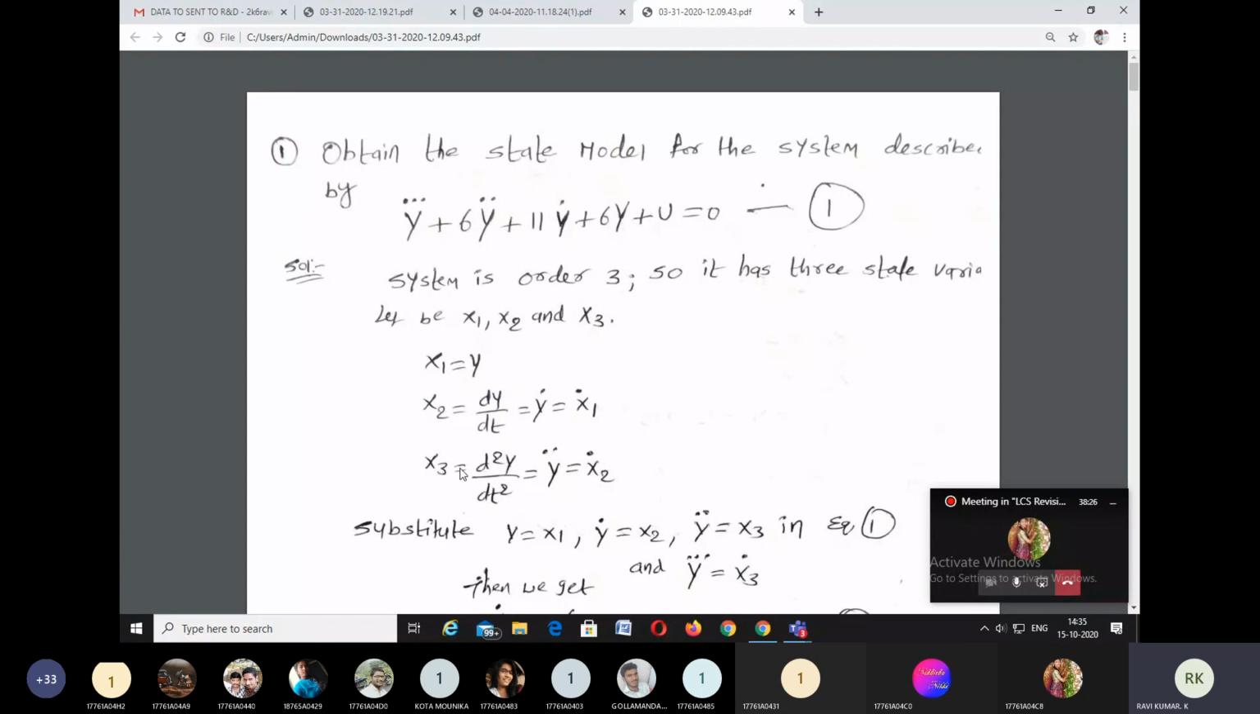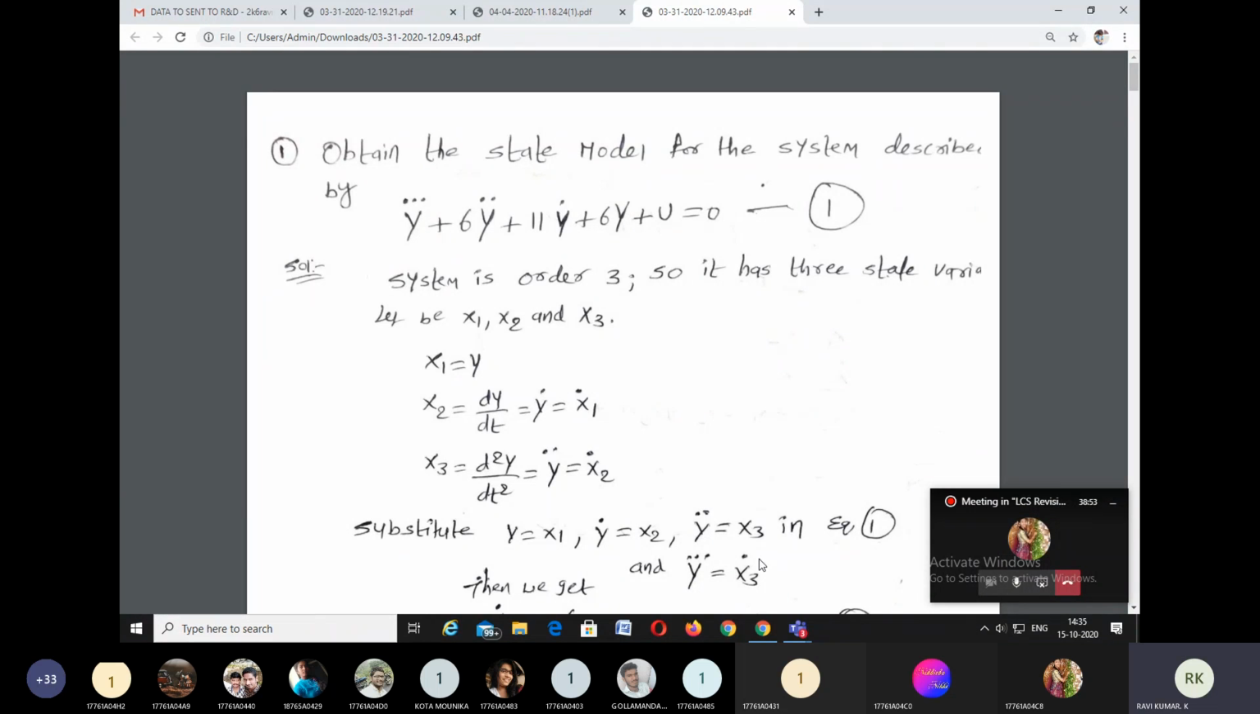So that is the point you have to remember. After that, you can substitute y is equal to x1 in this equation, and y dot is equal to x2. Why? Because in this equation, what are the things we have? y dot, y double dot, and y triple dot, right? So I can write y is equal to x1. Now y dot is equal to x2, y double dot is equal to x3, and the third derivative of y is equal to x3 dot.